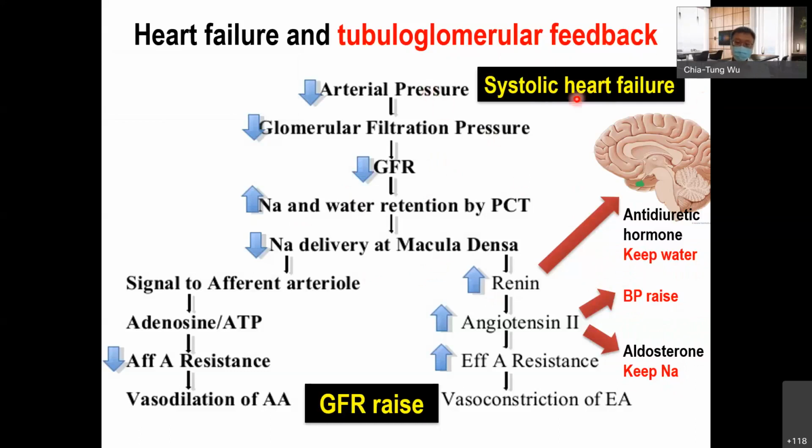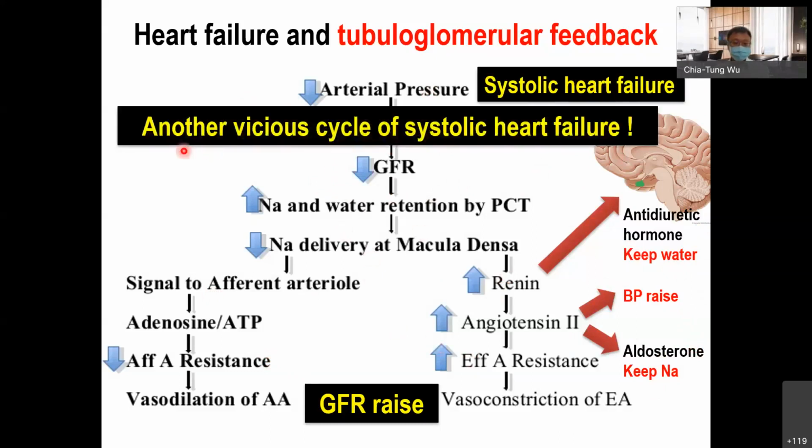And for heart failure, we call it cardiorenal syndrome, and the GFR also decreases, and we start the feedback, and we keep the water and keep the sodium, and with more water in the blood, the left ventricle dilates more, and the blood pressure drops again. So this is the second vicious cycle of our heart failure.